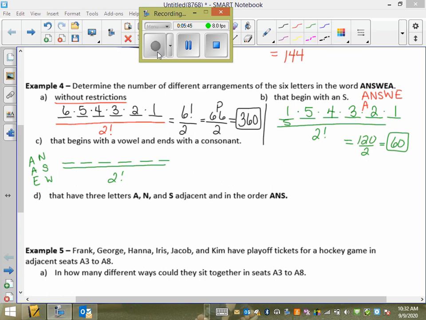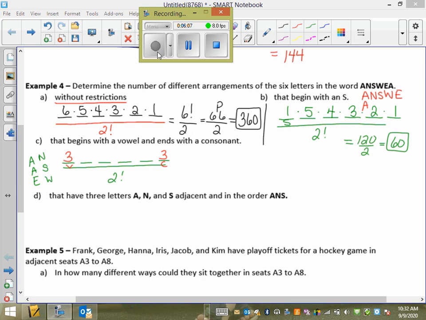So if it begins with a vowel, I have A, and E for options. So that's 3. Do I care that the 2 A's are the same? No, because I'm getting rid of that with the 2 factorial in the denominator, right? So I treat them like they're all different. I have A, A, and E, which is 3. Then my consonant at the back, I have 3: N, S, and W, right?